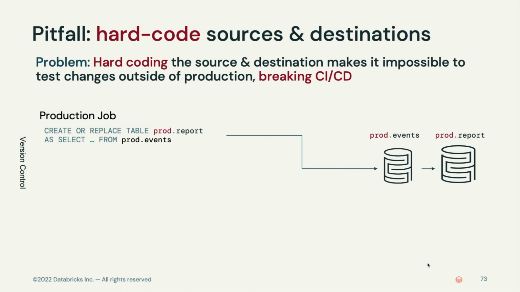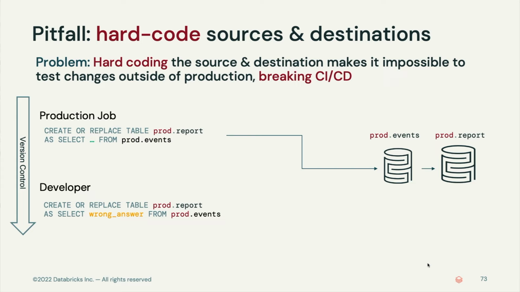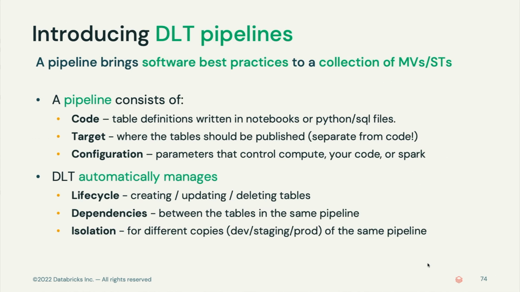And let me give an example of why this is so important. If my code is as simple as create or replace table production report, if I hard code the destination of that data into the code, well, then when I check it out and I start doing some work on my laptop, if I make a mistake and I run it, it's just going to clobber that production database. And this is a pretty common pattern that I see. And so this is why we created DLT pipelines.